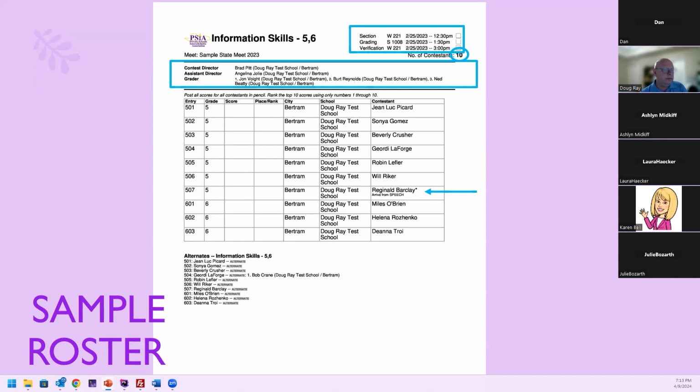Here's a question from someone. For ready writing and creative writing, do the contest directors and assistant directors stay with the graders? No. Once you advise the graders on what they need to do, you can leave. I would say give them your cell phone, so that whenever they get close to the end of ranking the contestants, you come back and make sure it all gets written down correctly.